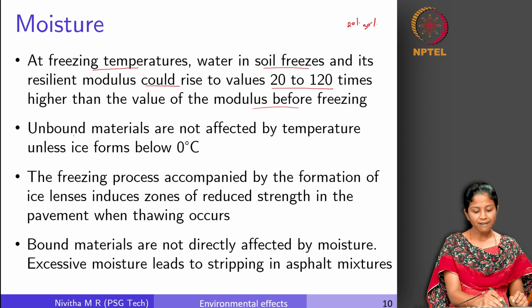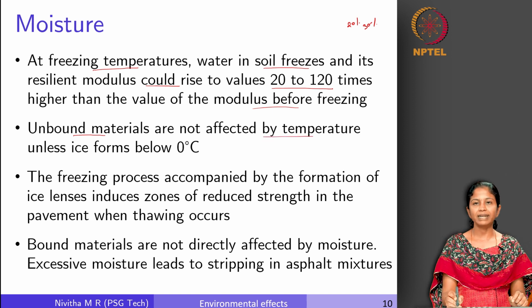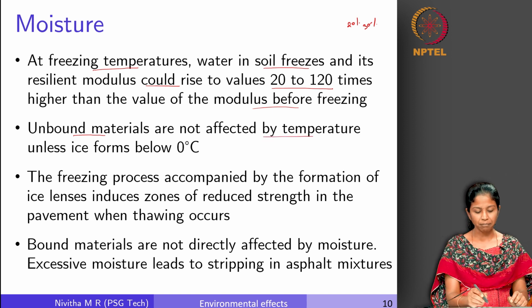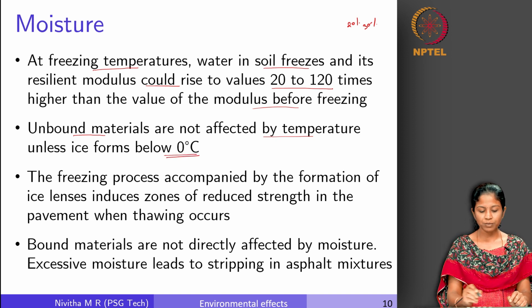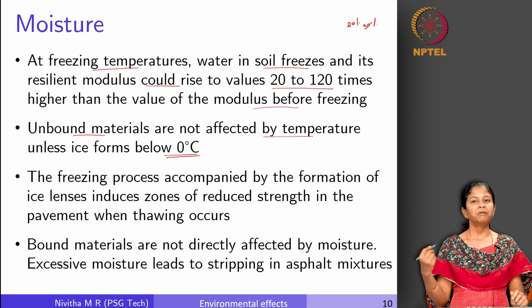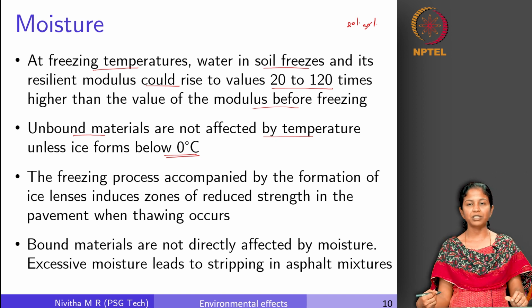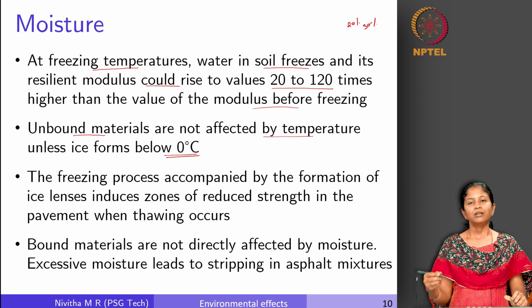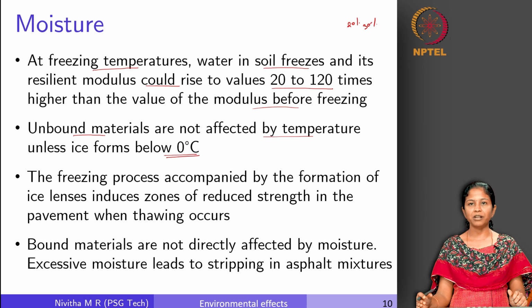However, unbound materials are not affected by temperature until ice forms below 0 degrees Celsius. That is why I said when we have locations which experience sub-zero temperatures, we have to consider the effect of temperature on the resilient modulus of the granular layers. Until we experience sub-zero temperature, it is not going to be a major factor.